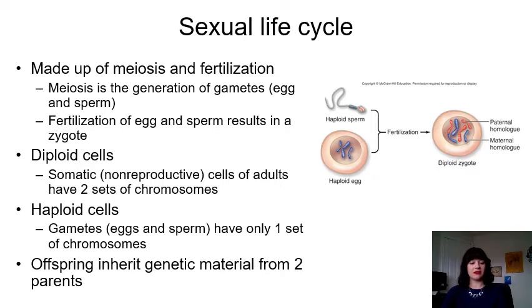And so what that does is that requires that the egg and the sperm be haploid, right? Each one is contributing one chromosome to that pair. And so this allows the zygote, the offspring, to have genetic material from both parents. And this promotes diversity in a population.